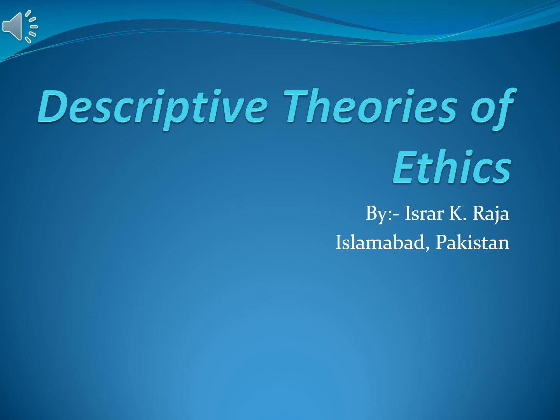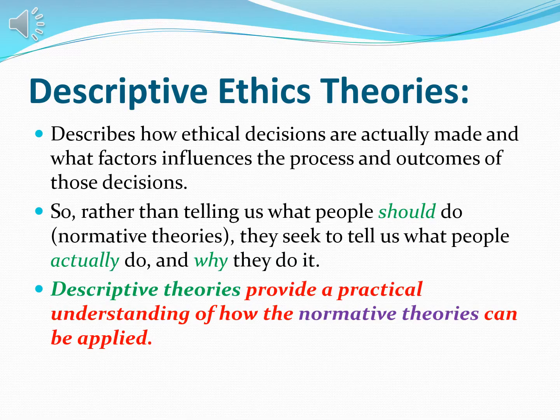Today, the topic of our lecture is descriptive theories of ethics. So, after discussing the normative theories of ethics, let's discuss the descriptive theories of ethics. Descriptive ethics theories describe how ethical decisions are actually made and what factors influence the process and the outcome of those decisions. So rather than telling us what people should do, which is what normative theories do, they seek to tell us what people actually do and why they do it.